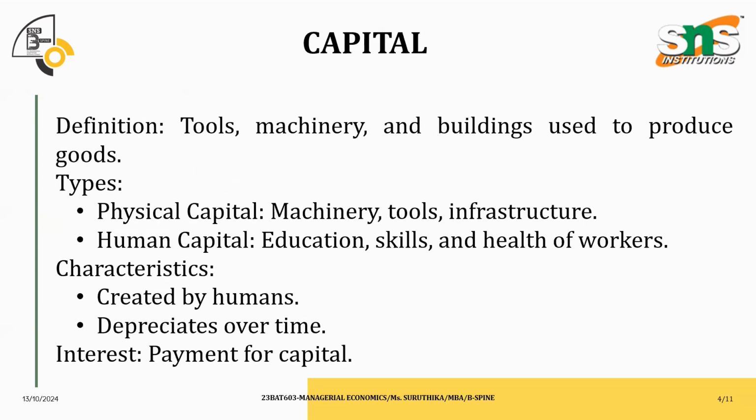The third factor is capital, which refers to tools, machinery, and buildings used to produce goods. So capital falls into two major categories, physical capital and human capital. Physical capital refers to the machinery, tools, and infrastructure, while human capital refers to education, skills, and health of workers.